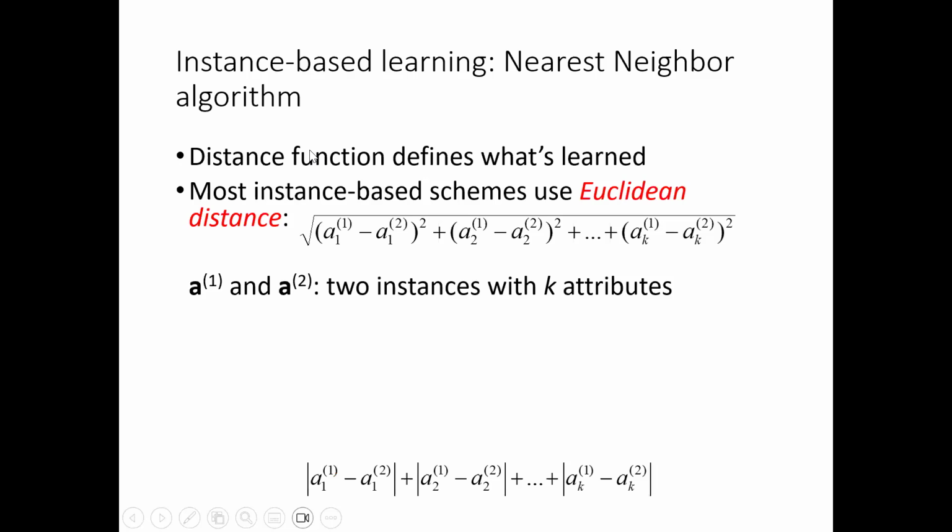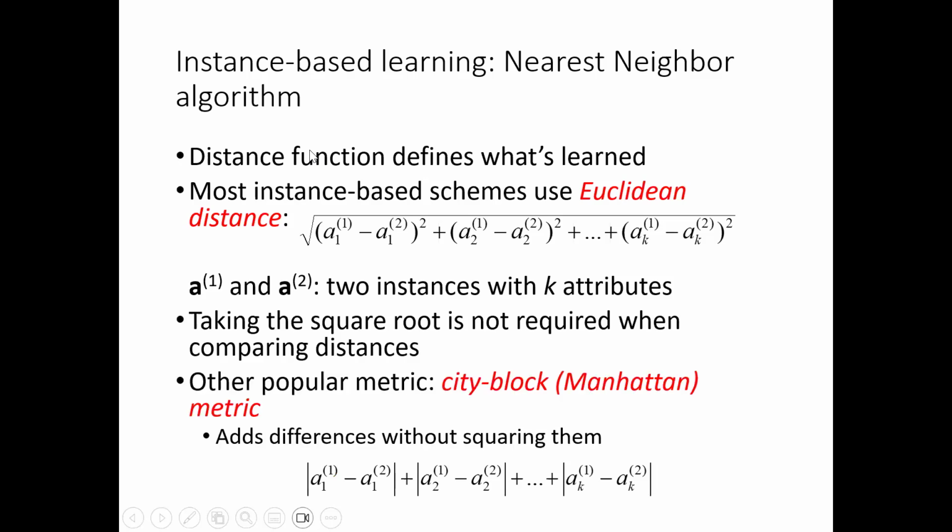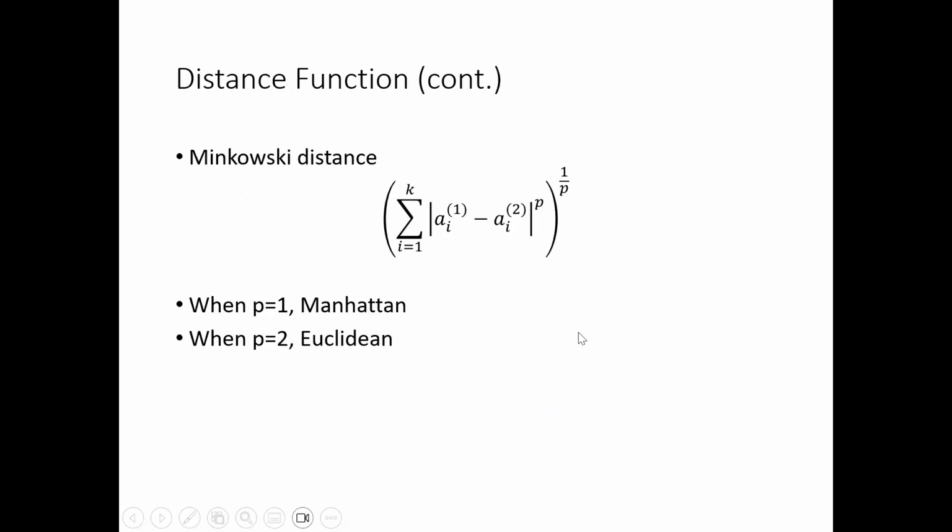Now if you look at the distance functions, commonly we use Euclidean distance. You get the difference of each attribute value, square them, sum them over the attributes, and then take the square root. That is the square root of the sum of squared differences. But there is another metric that is quite popular. We call it city block or Manhattan distance. We just look at the absolute differences.